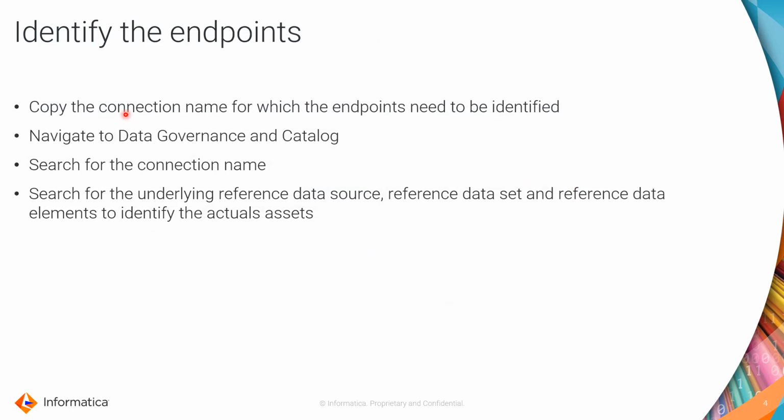So once we are in Data Governance and Catalog, we'll search for that specific connection name that we have copied from Metadata Command Center. In that connection, it will have a reference data source, reference data set, and reference data elements. Reference data sources are nothing but schemas. So we can search for that specific reference schema and identify the original asset, which would be pointing to a schema from our relational data source. Once we have identified that, we can check for the underlying tables and columns. And similarly, after searching, we can identify what all are the endpoints for the specific connection.